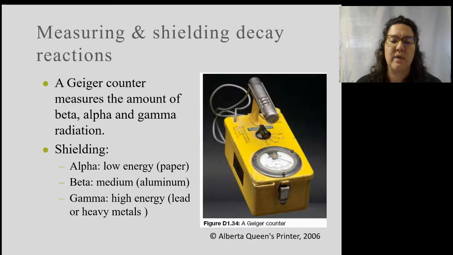Now, for gamma decay, which produces very high energy particles, we need a layer of lead or very heavy metals or a very thick layer of concrete. When you think about those nuclear fallout bunkers, they would be protecting from gamma decay.